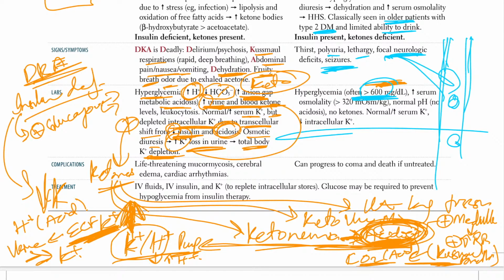And the last, since we are here, let's talk about complications. The complications are going to be your life-threatening mucormycosis, high yield, life-threatening mucormycosis infection. Okay. Important, high yield. It is usually caused by a Rhizopus infection. Okay. And then you have cerebral edema, arrhythmia, high yield arrhythmia.